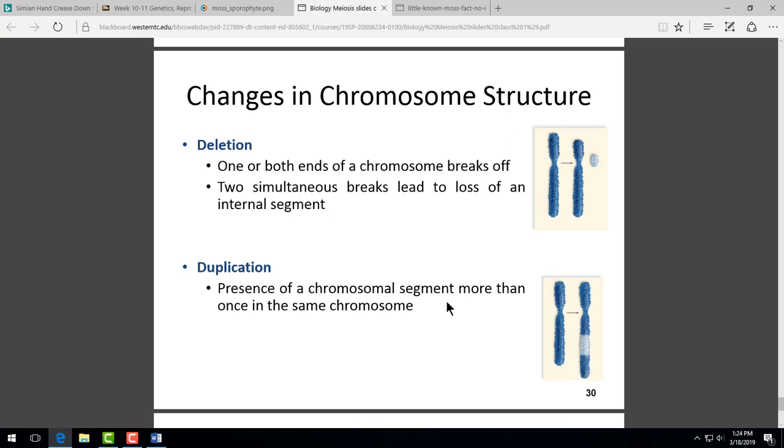Well, sometimes DNA polymerase is faulty and makes an error in making a copy of DNA, and for some reason a piece of that DNA is missing. It's not replicated, so we call that a deletion. Or sometimes it's replicated twice, a piece of DNA, and now you've got a longer chromosome at the end, and that's called a duplication.